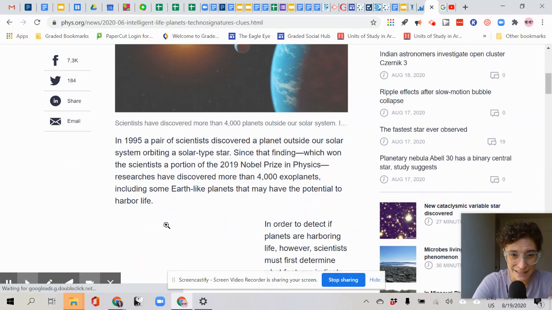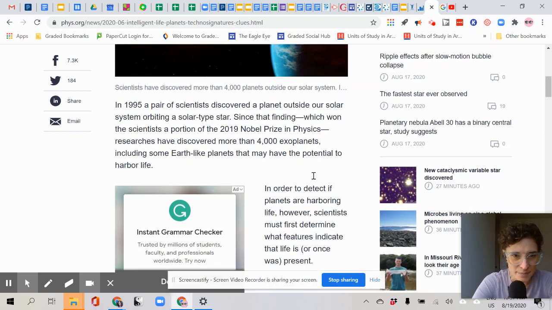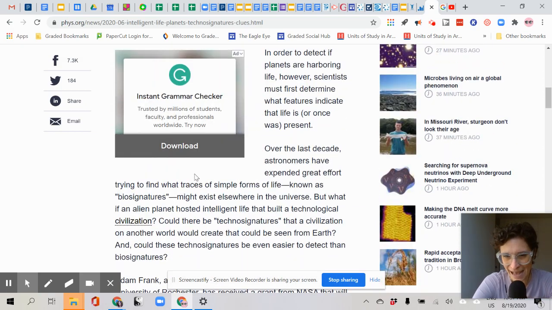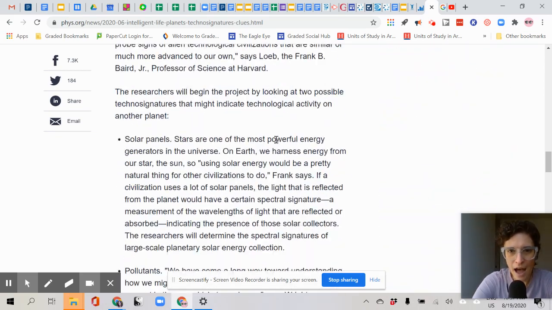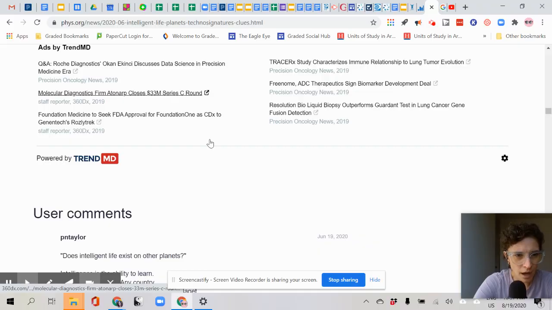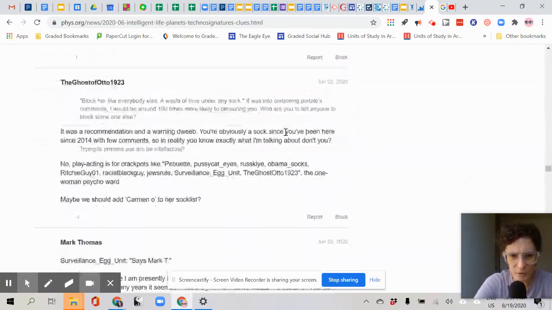Okay, so let's look for accuracy. Again, I'm not seeing many errors. Again, I am seeing an embedded ad, but that's not necessarily going to turn me away. I don't know what this phys.org is, so I'm going to scroll down and see if it tells me a little bit about the website.